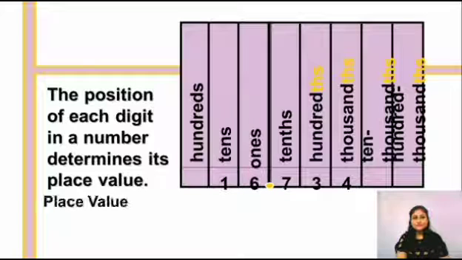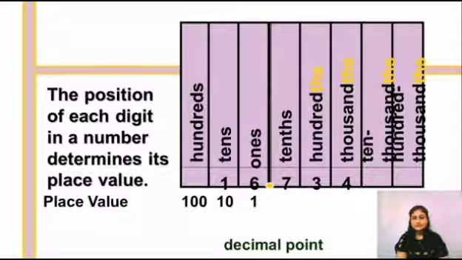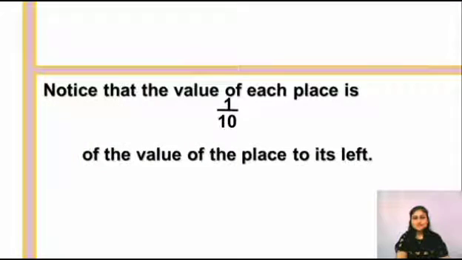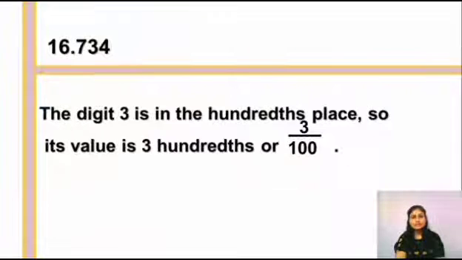The position of each digit in a number determines its place value. 100, 10, 1, and decimal point, and then tenths, hundredths, thousandths, ten-thousandths, and hundred-thousandths. Notice that the value of each place is 1/10 of the value of the place to its left. For example, in 16.734, digit 3 is in the hundredths place. So its place value is 3 hundredths, or you can write 3/100.